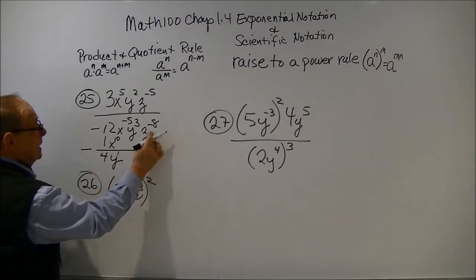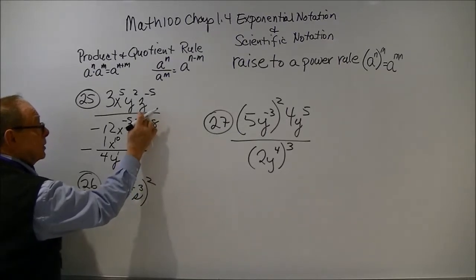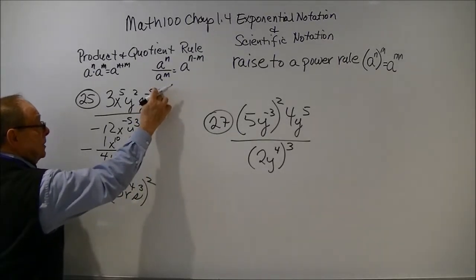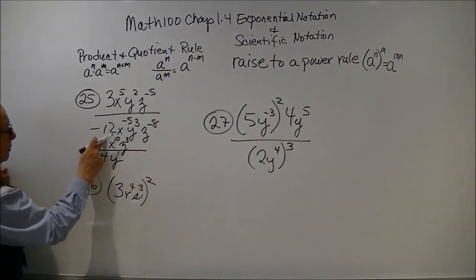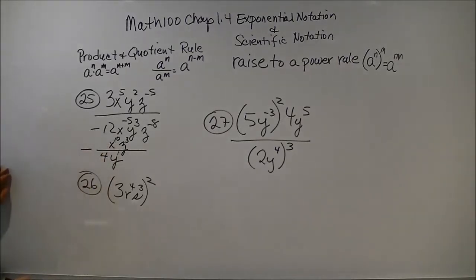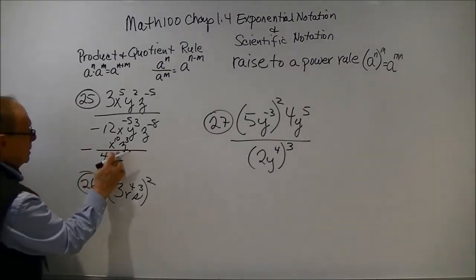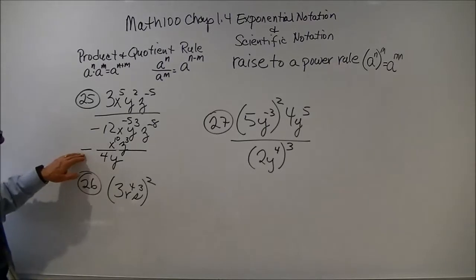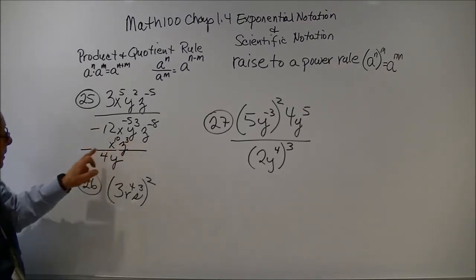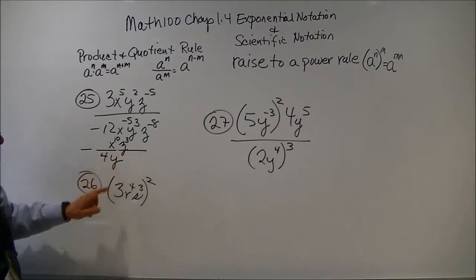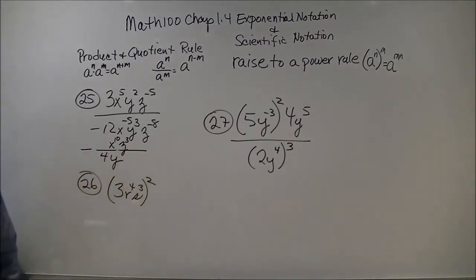And here this z to the negative 8, it's going to cross that bar, become a positive 8, so that gives me z to the 3rd. And we don't usually write the 1 there. So our answer is a negative 10x squared z to the 3rd all over 4y. And that's correct. Yep.